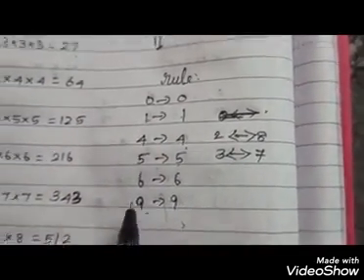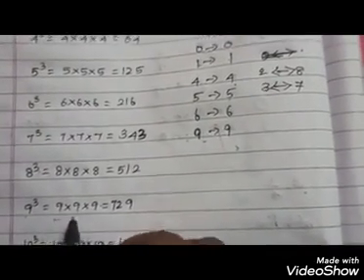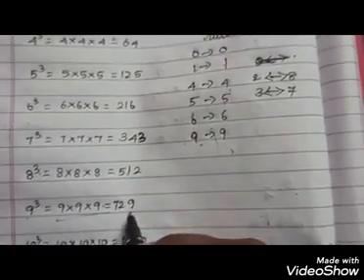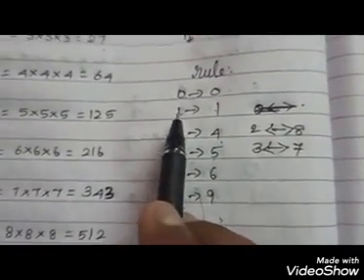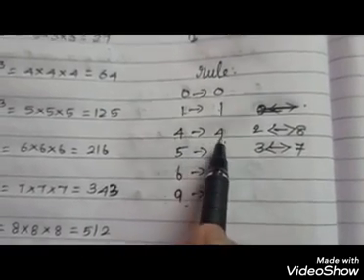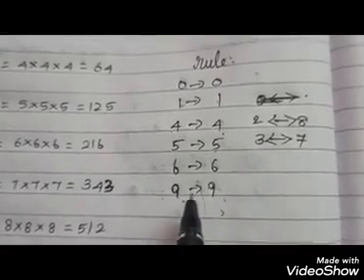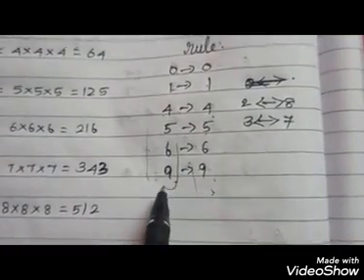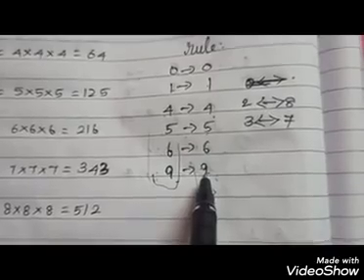For example, 9. 9 cube means 9 into 9 into 9, multiplying 9 three times, you get 729. In this value the unit digit is also 9. That's why I told you, if the number ends with 1, the cubic value also ends with 1. If the number ends with 4, the cubic value also ends with 4. 5 means 5, 6 means 6, 9 means 9. So these are the numbers which, when cubed, give the same number in the unit digit of the cubic value.